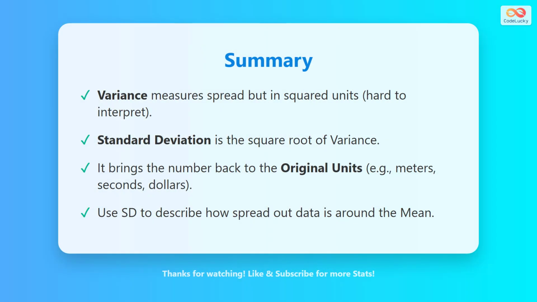To wrap up, remember these 3 points. 1. Variance measures spread but results in squared, confusing units. 2. Standard deviation is simply the square root of that variance. And 3. This step returns the measurement to its original units, making it the preferred tool for describing data to people. Thank you for watching, and I hope this clears up the mystery of the square root.